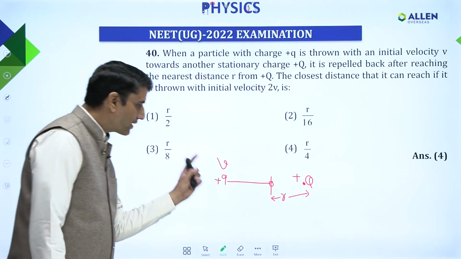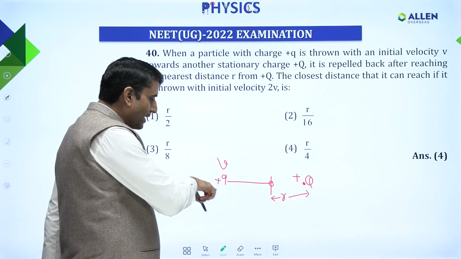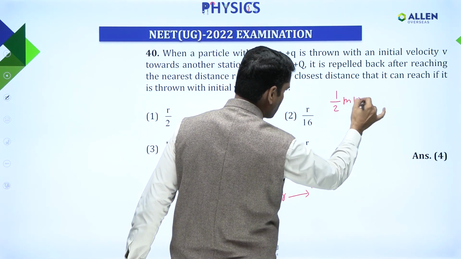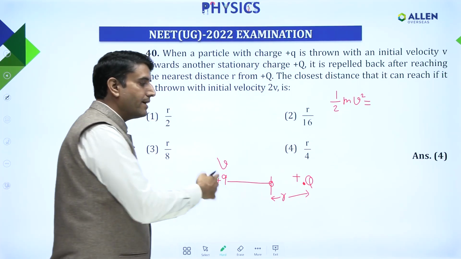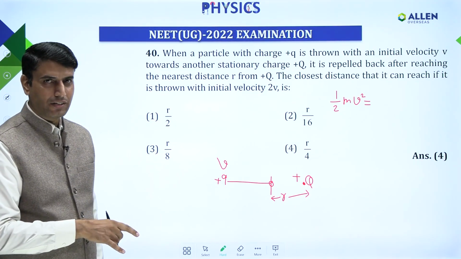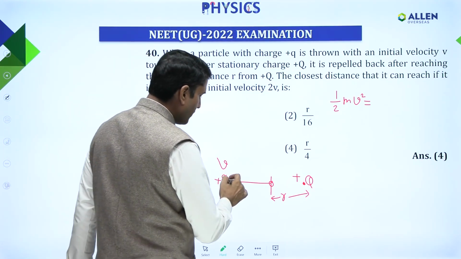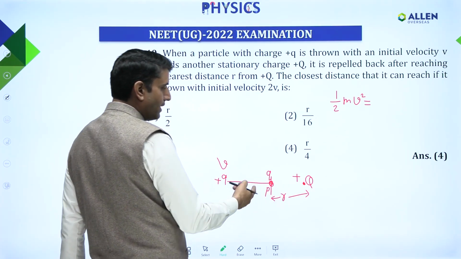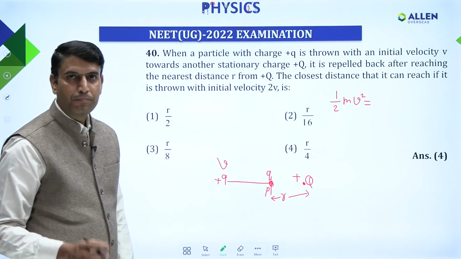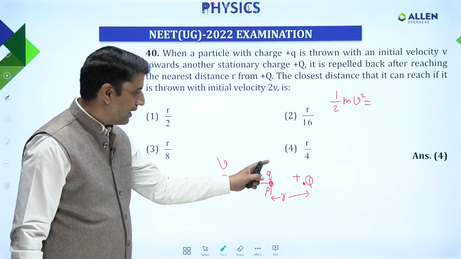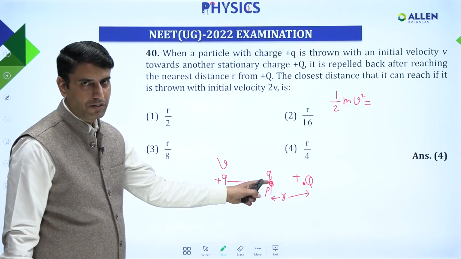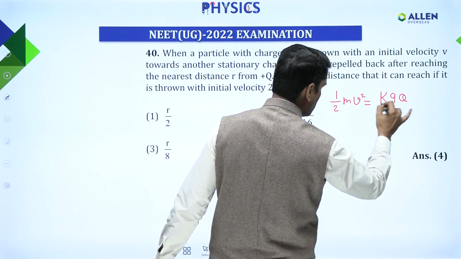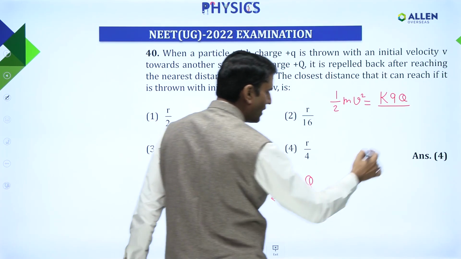Here we can see that the kinetic energy of this charge, that is half mv square, would completely convert into potential energy of that system. When this reaches point P, there will be only potential energy because at this point velocity would be 0. So there would be k q upon distance r.